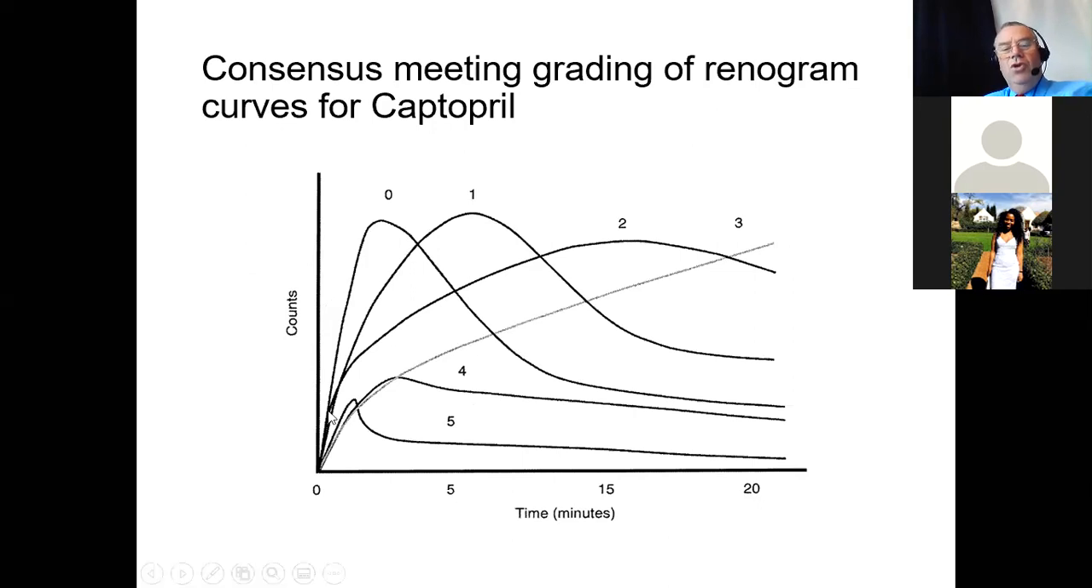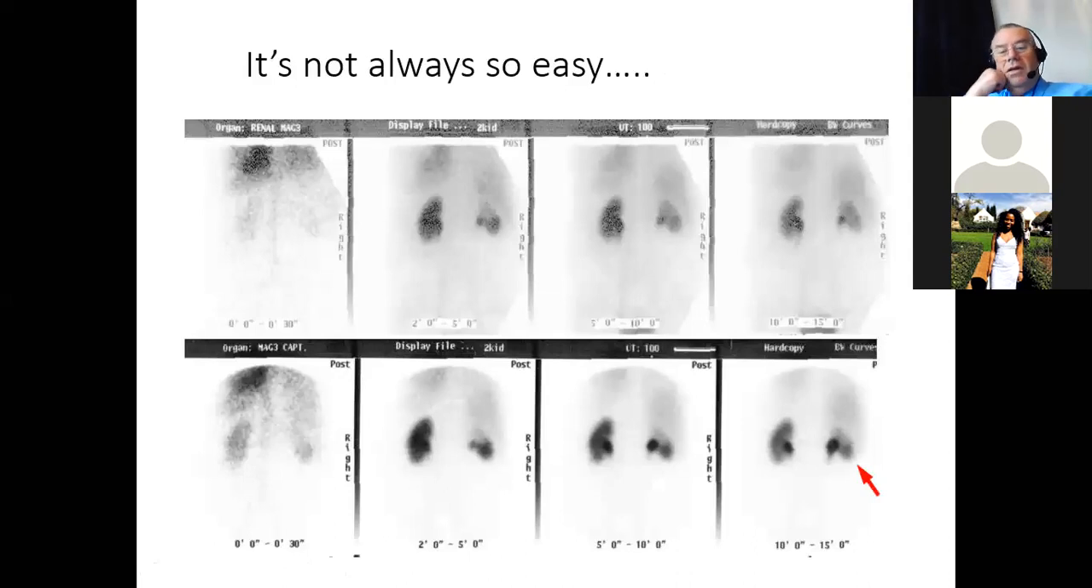So if we assume that 0 is the pre-captopril study, these are the degrees of change you get in the renogram curve over time. So a delayed peak 1 and 2, 3 is a very delayed peak, and by 4 and 5, you're seeing a significant reduction in renal function. All of these in the post-captopril study would suggest they have renal artery stenosis. If you're getting patterns 4 and 5, then they probably have very severe stenosis.